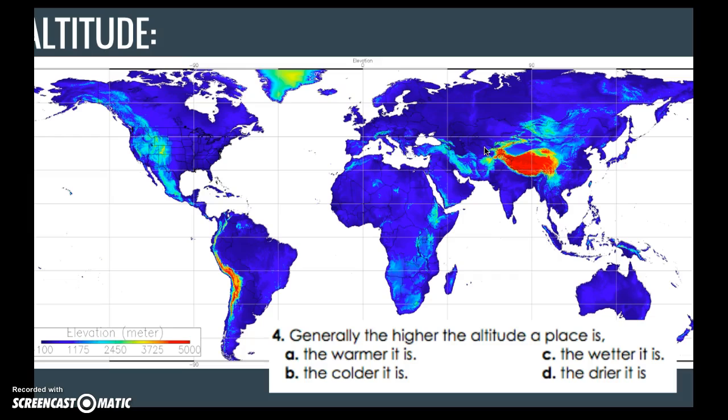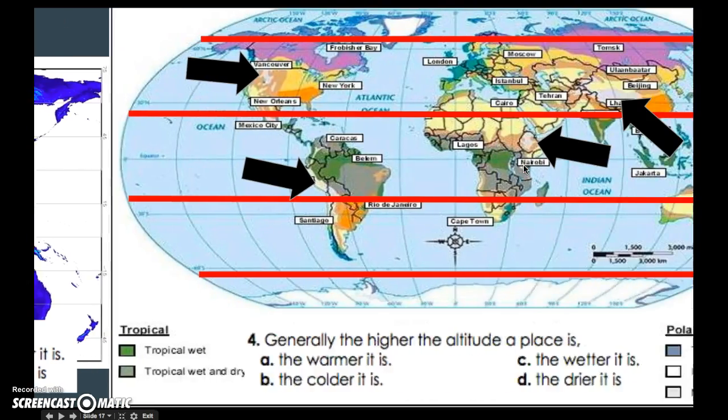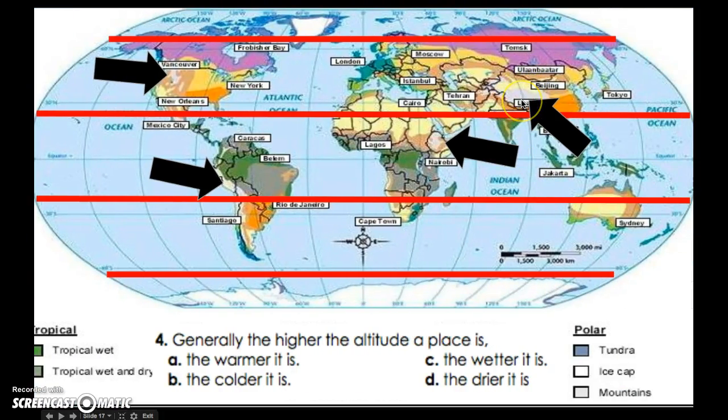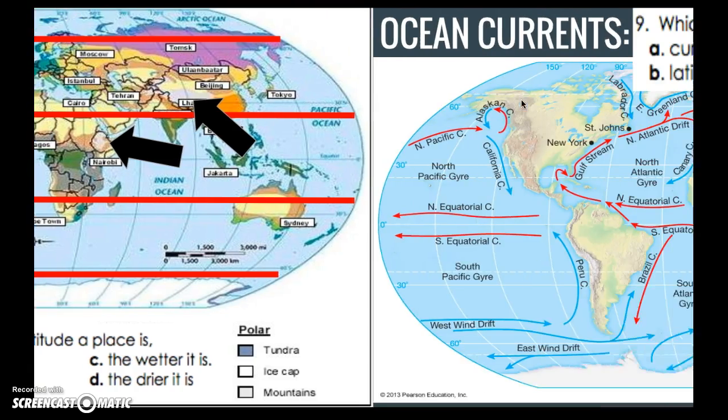Altitude affects our temperature. Generally, the higher the altitude a place is, well, here's a high altitude. Let's look at the temperature. It's white, which means it's cold. The higher up you go, the colder it will be.